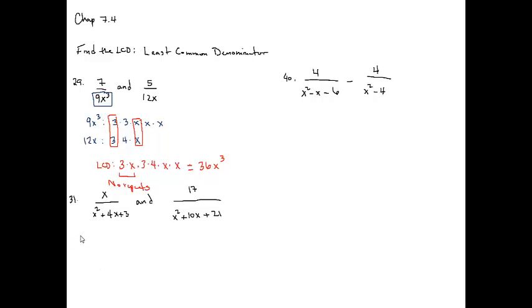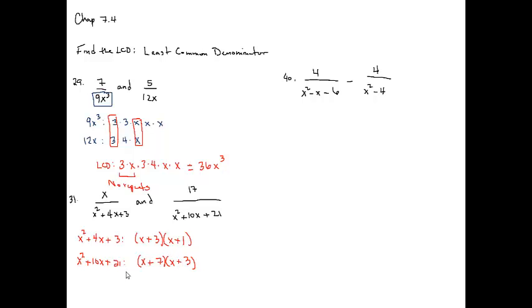So the first thing we've got to do is list the factors for the first denominator. So x squared plus 4x plus 3. What are the factors of it? Well, it's x plus 3 times x plus 1. Good. And now you've got to list the factors of the second denominator, x squared plus 10x plus 21. And that's x plus 7 times x plus 3.